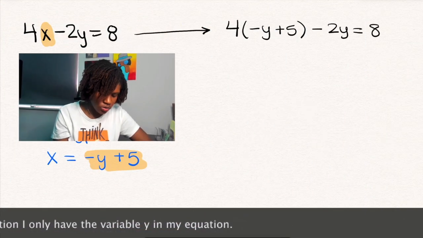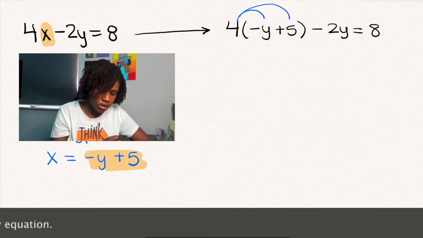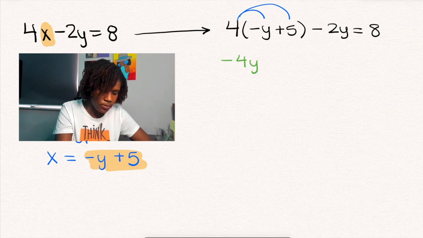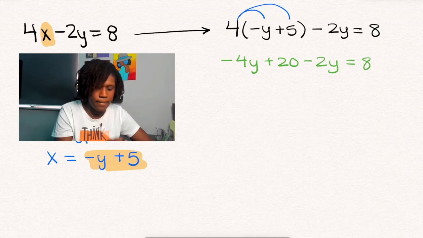The first thing I would do is distribute the 4 times those numbers inside the parentheses. So then I would have negative 4y plus 20 minus 2y is equal to 8.